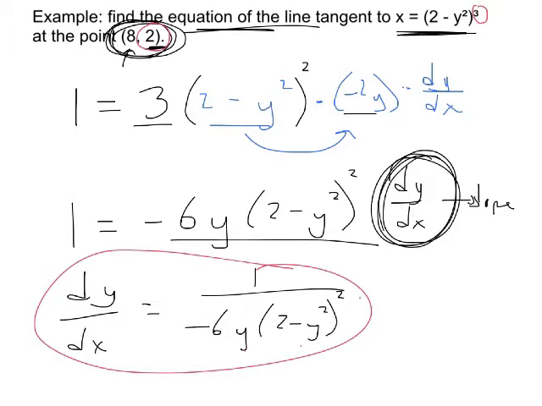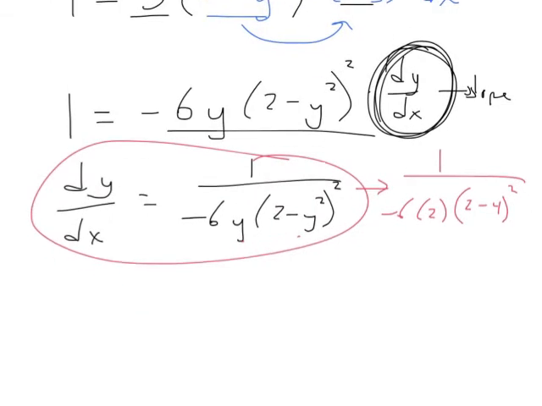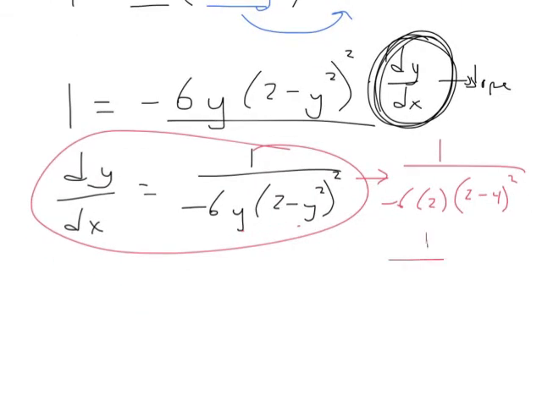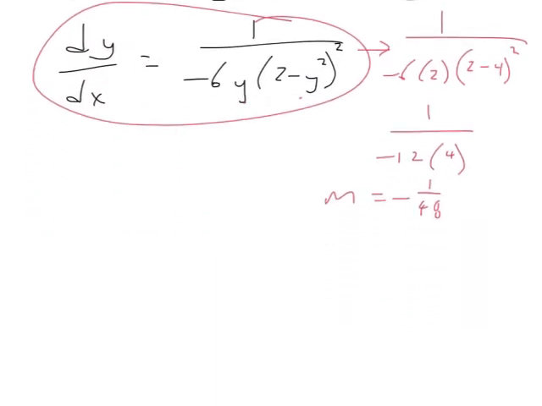To find my slope, I'm going to have 1 over negative 6 times 2 times (2 minus 4) squared. So this is 1 over negative 12 times 4, so negative 1 over 48. This is my slope. So now that I have that, I can combine it together with the point, which was 8 comma 2, and I'll get y minus 2 equals negative 1/48 times (x minus 8).